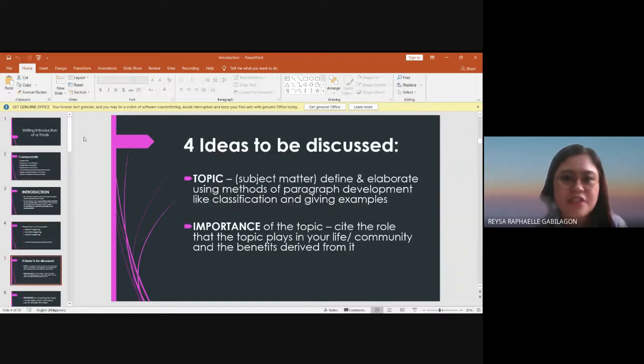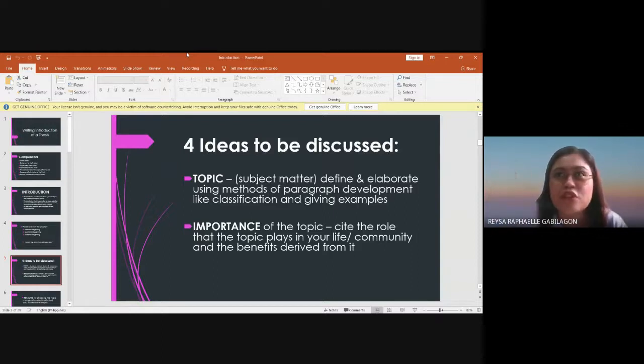Pero again, assertion beginning ang pinakamarami. Now, do not forget when you are going to make your introduction sa thesis, you will start with the topic. Syempre, you have to define and elaborate the subject matter of your research using the paragraph development na methods like giving examples, giving statistics especially kasi you have to really establish the situation sa problem mo.